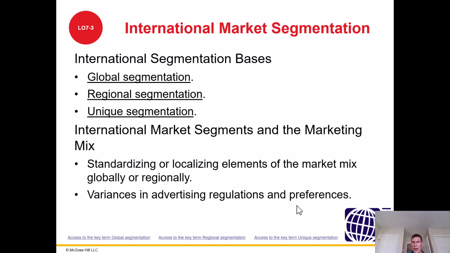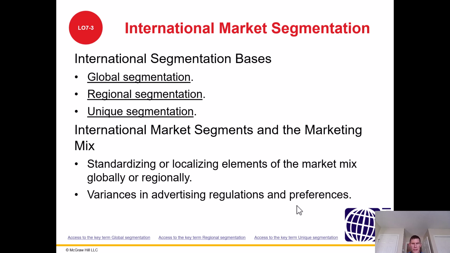So, international market segments and the marketing mix. We could deal with standardizing or localizing elements of the marketing mix. For example, McDonald's may have a pretty standard menu, but if you go to McDonald's in India, where the religion is predominantly Hindu, you're not going to find beef, right? They're going to have other things instead. So that would be an example of how they've localized the mix.